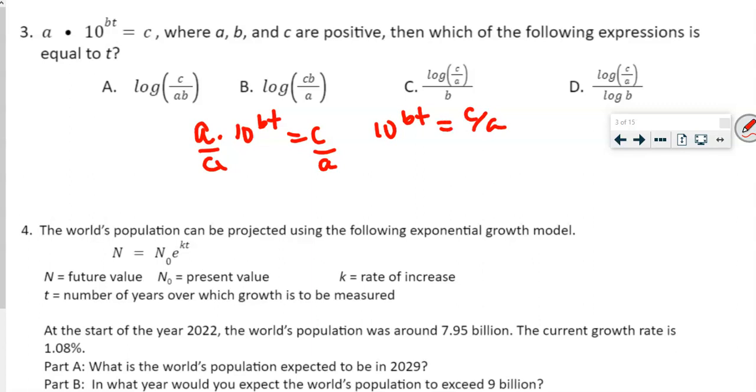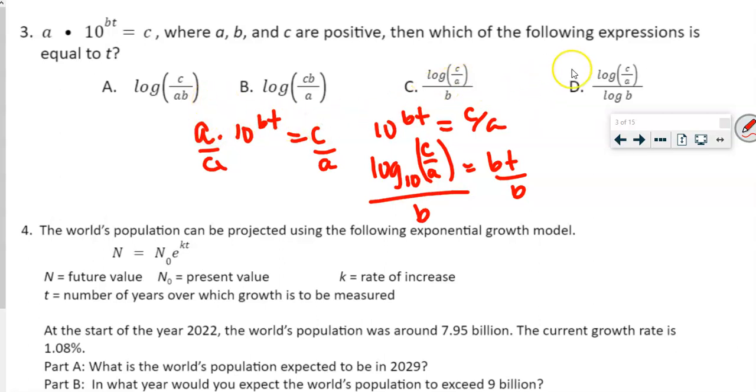Now we're going to write it as a log. So it would be log base 10 of c over a equals bt. So now we're going to divide everything by b. Now recall that if it's log base 10, then it could just be written as log, right? So this one is, let's see, c over a, b, so that's c right there.